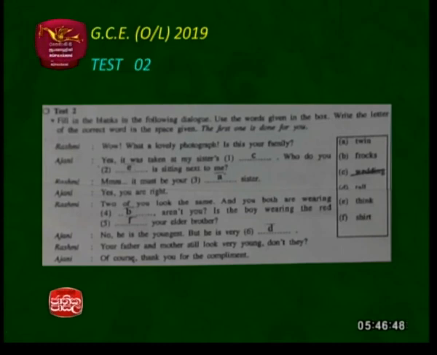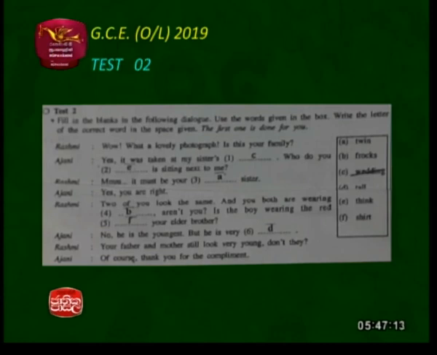Yeah. Rashmi, Anjani, is it Anjani? Yeah. Right. Wow, what a lovely photograph. Is this your family? Was it? It was taken at my sister's wedding. Who do you think is sitting next to me?